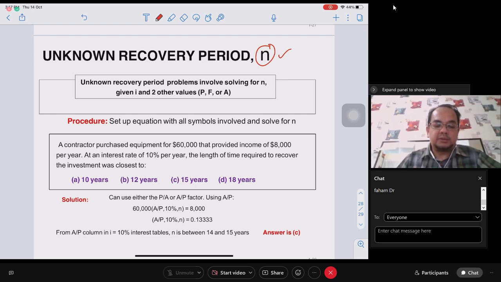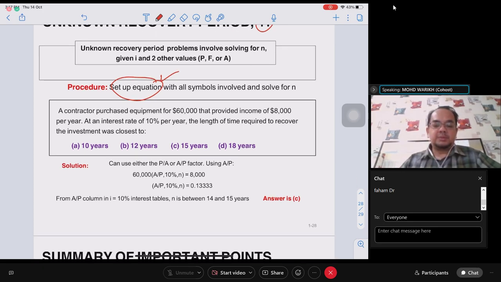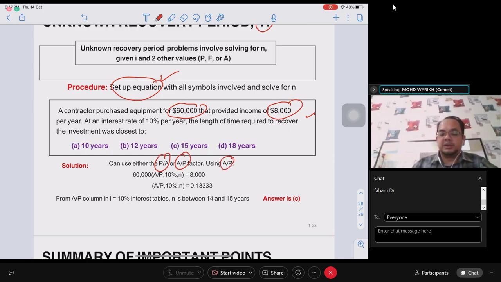So same as before, this means that you have to set up the question. From the example, a contractor purchased equipment for 6,000, provided income 8,000 per year, and an interest rate of 10% per year. The length of time required to recover the investment is? So we know that P is given, A is given. So you can use either one, P over A or A over P. In this example, you use the A over P. So you have to find the n. And then after you divide, we get this number.